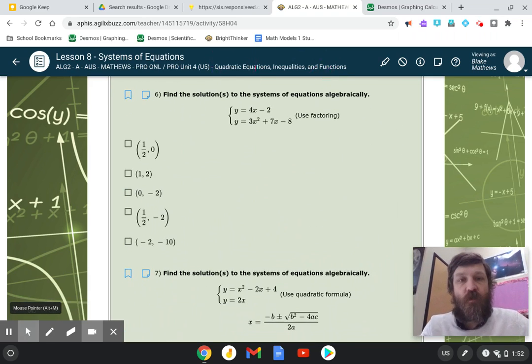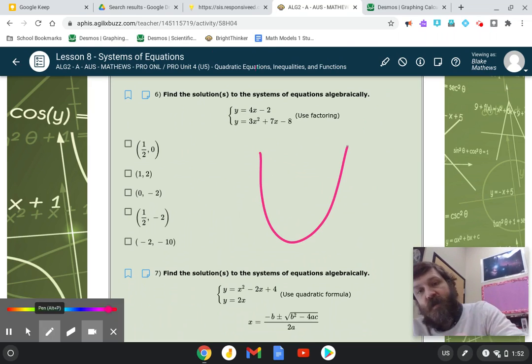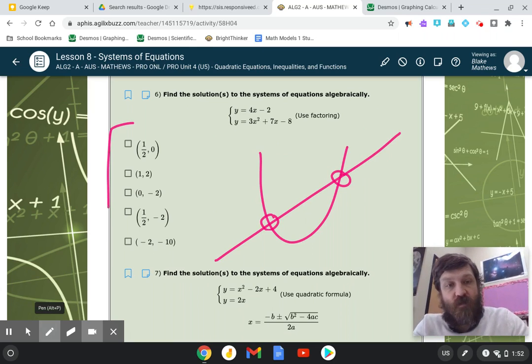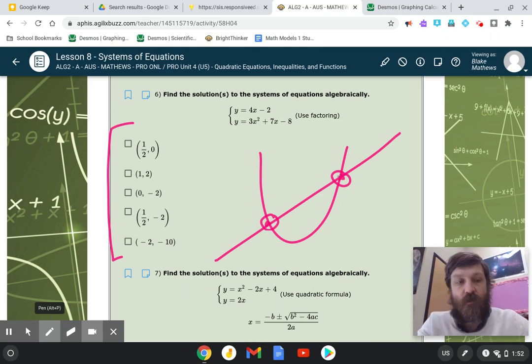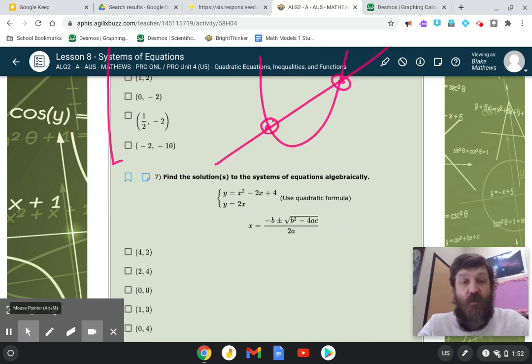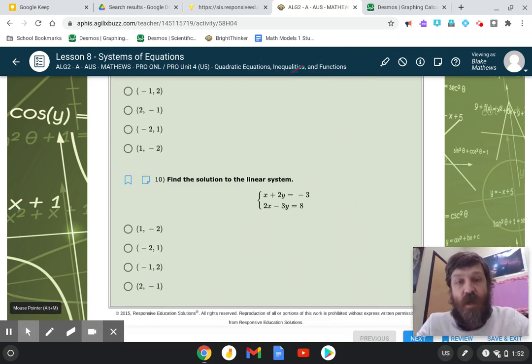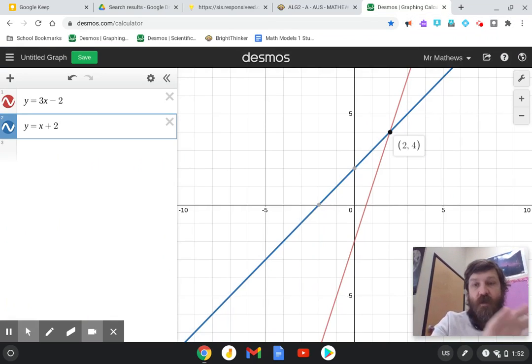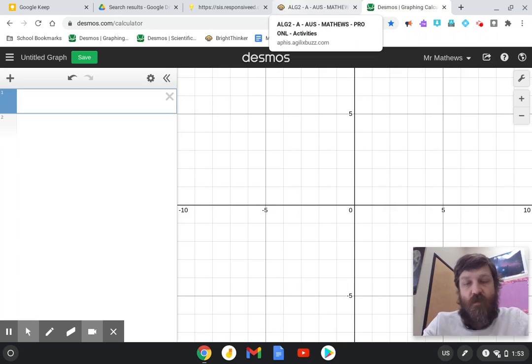Starting at number 6, it's as simple as what we've done in the past: you are going to type these two functions into the graphing system and find where they intersect. You might have a parabola like this and a line coming through, and so you'll have maybe two solutions. If you do, you need to find those xy coordinates. That's what you're doing at number 6, number 7, number 8, number 9, and number 10. Put those systems into the graphing calculator and graph them, then see where they intersect.